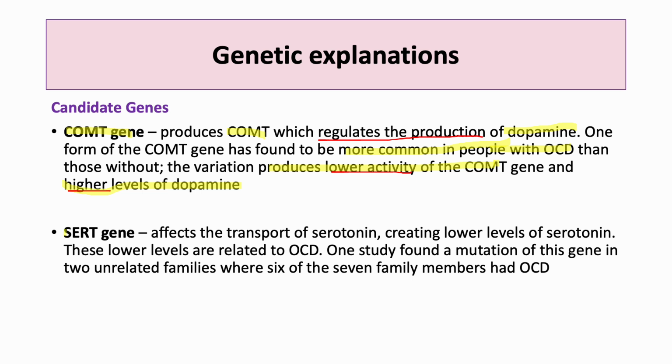You've then got the SERT gene, and this one's nice and easy to remember because it is involved in the transport of serotonin, and again it leads to lower levels of serotonin, which are linked to OCD, and we'll visit this in more detail when we look at the neural explanations. So there's a bit of a crossover here with the genetic and the neural explanations. One study has found a mutation of this gene in 2 unrelated families, and 6 of the 7 family members had OCD. So there's a clear link there between the SERT gene, serotonin, and OCD.